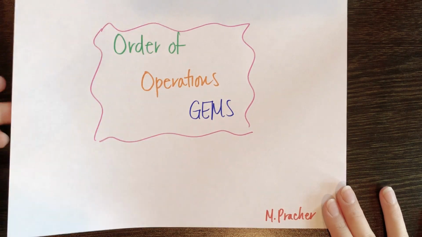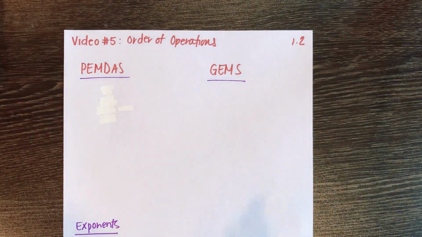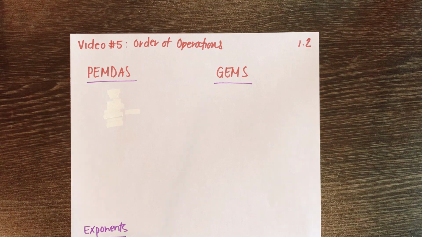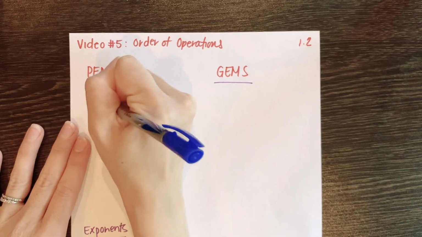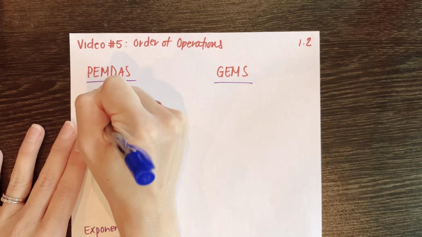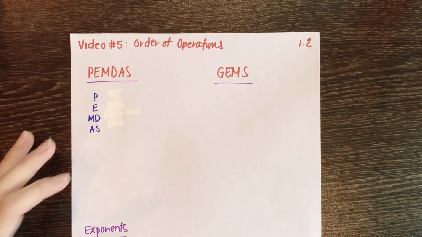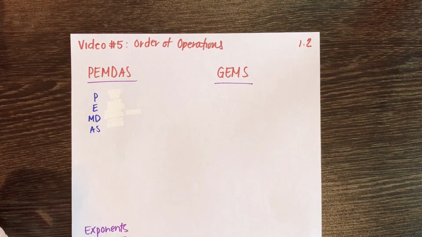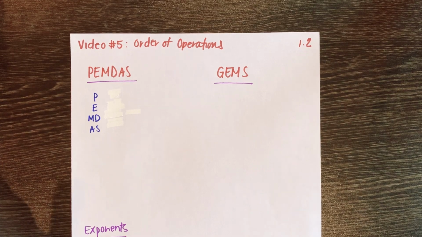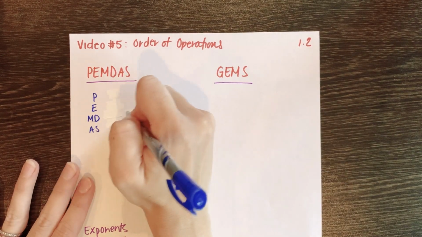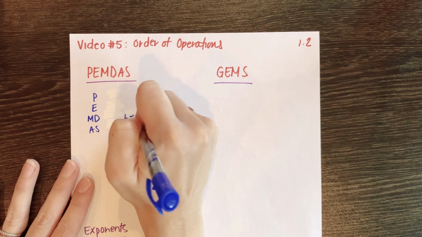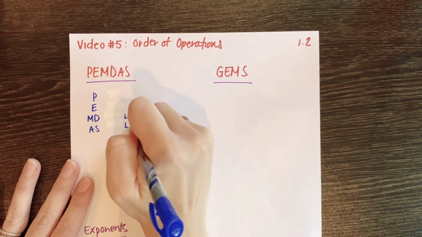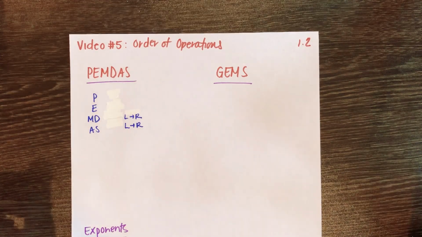Again, this is just a refresher. You hopefully know order of operations, and we'll see how much you remember from PEMDAS. So PEMDAS, of course, is really written in 4 lines, which is why GEMS is really great, because it just has the 4 letters. But PEMDAS, you have your parentheses, exponents, multiplication and division, which is supposed to be done left to right, and addition and subtraction, which is supposed to be done left to right.